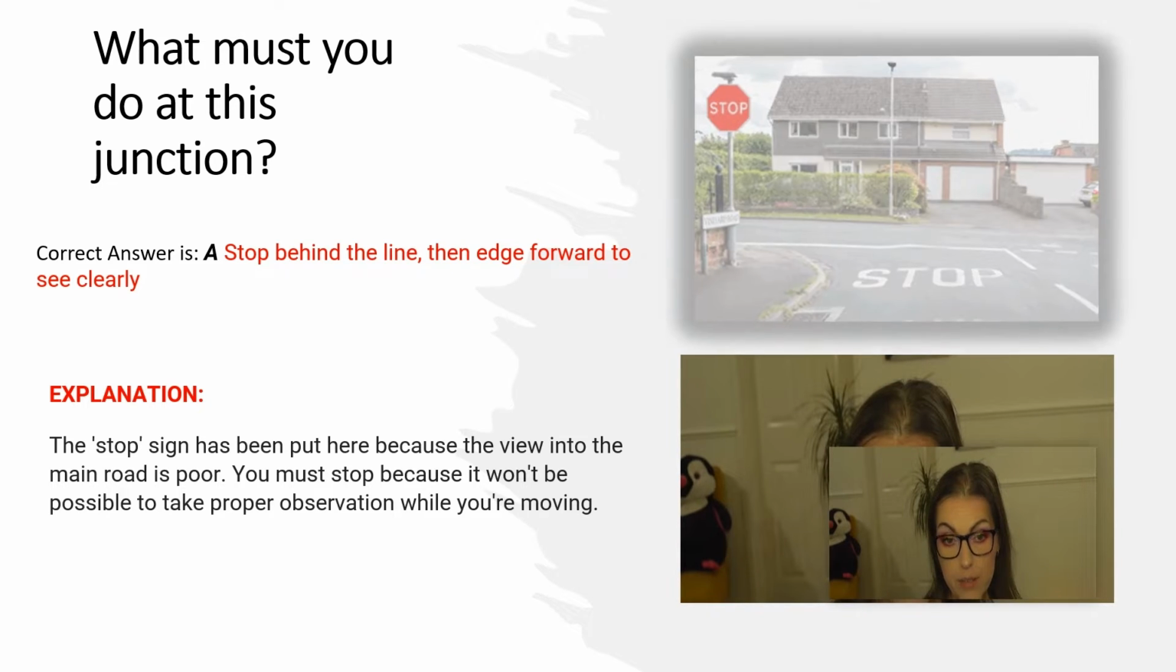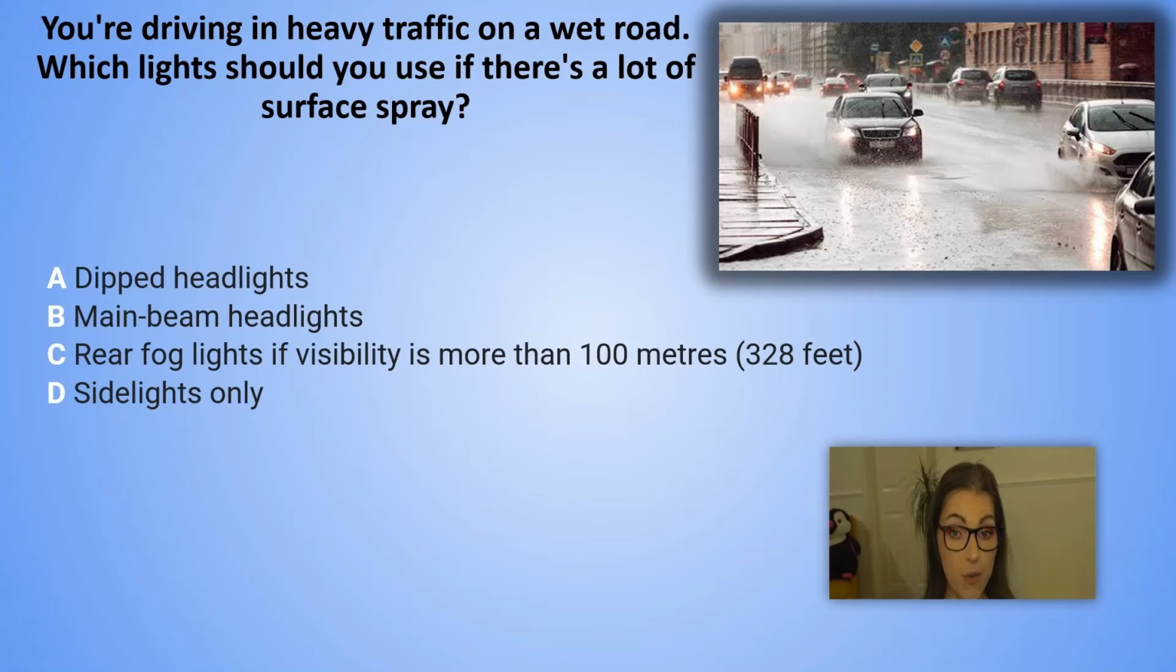Next question. You are driving in heavy traffic on a wet road. Which lights should you use if there is a lot of surface spray? A. Dipped headlights. B. Main beam headlights. C. Rear fog lights if visibility is more than 100 meters or 328 feet. Or D. Side lights only.